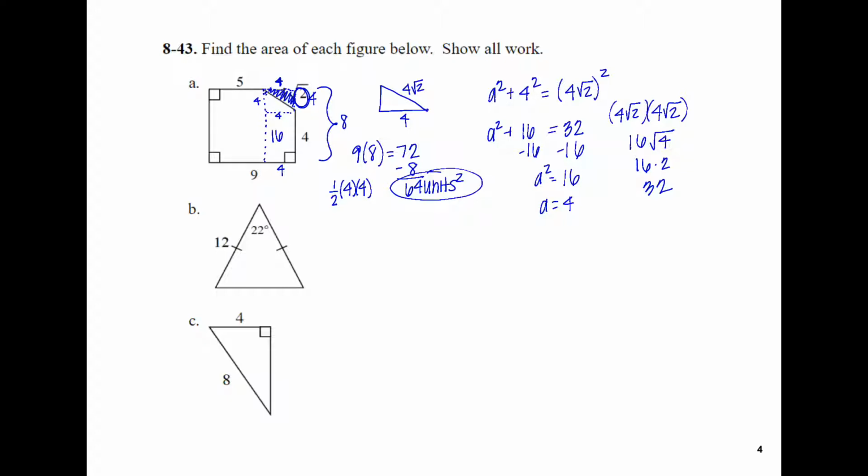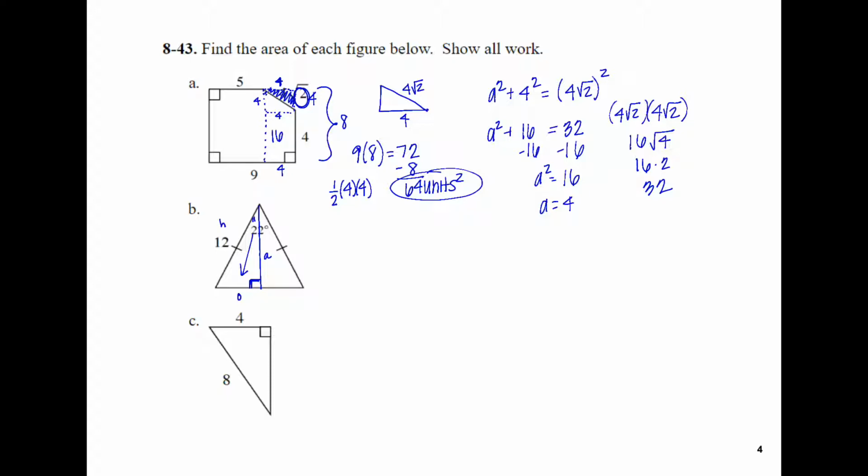Looking at the next problem, we know that we are looking at an isosceles triangle, and the top angle is 22 degrees. So if we take 180 and subtract 22, we know that this angle becomes 11, which would give us a right angle here. We then could use right triangle trig to find the height of our triangle and the base of our triangle. So this side is opposite, this side is adjacent, this side is our hypotenuse.